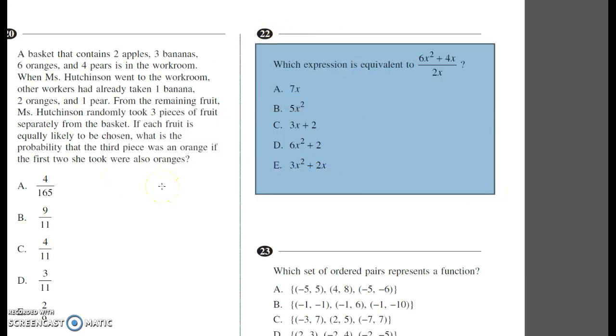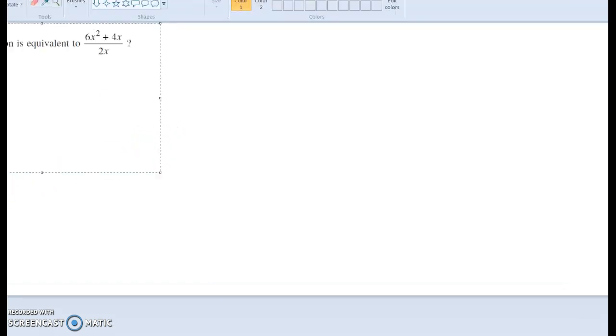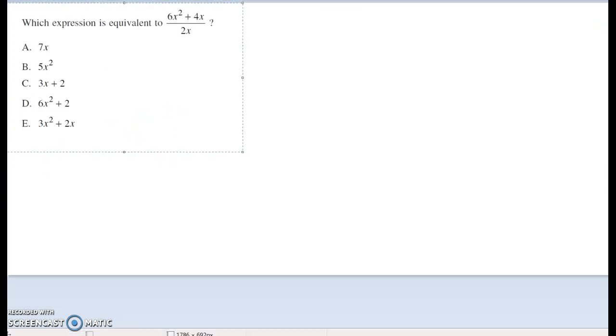Remember that you can only divide expressions that are like each other. I'm going to show you what I mean by that. Let me get a new piece of paper and I'll show you. Okay, so we are going to paste this right here. This is the question.